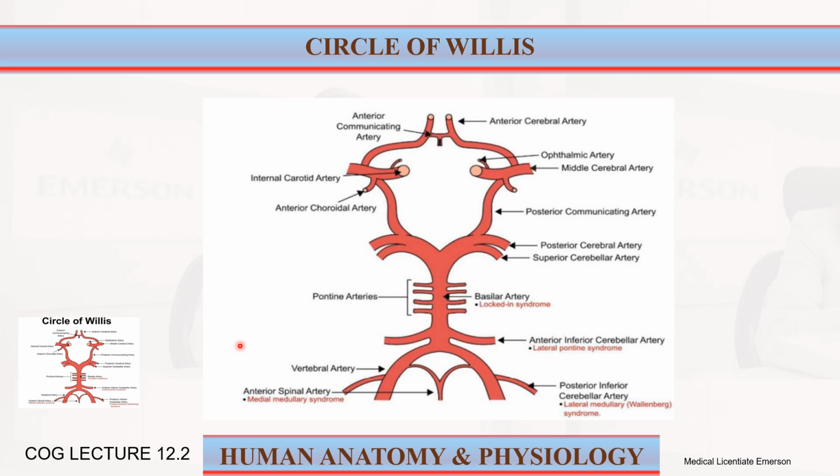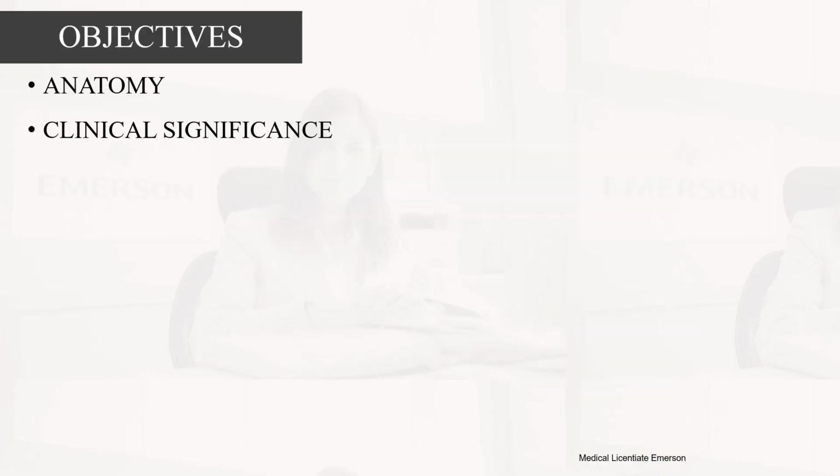So today we'll continue with the cardiovascular system, but specifically we're going to do the anatomy of the circle of Willis. This is just a short video where we talk about the anatomical parts of the circle of Willis and its clinical significance. So this will go through even some clinical significance apart from the anatomy.